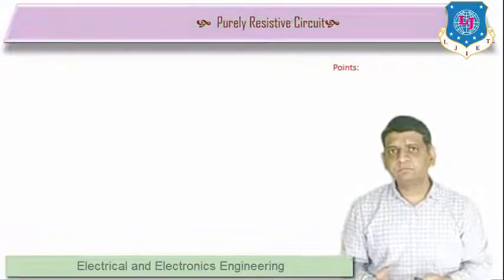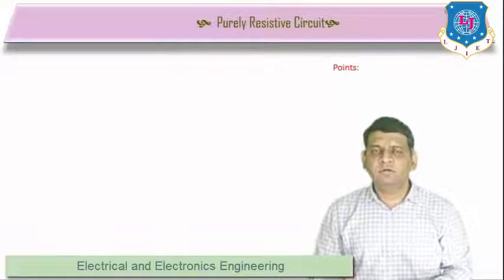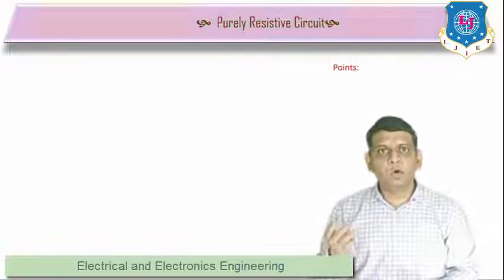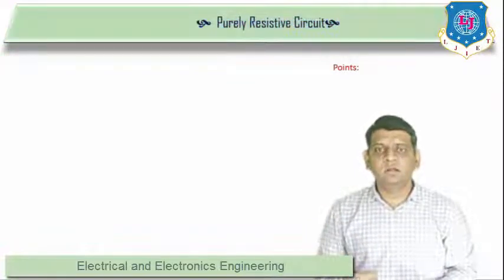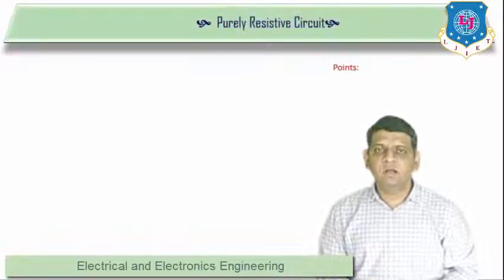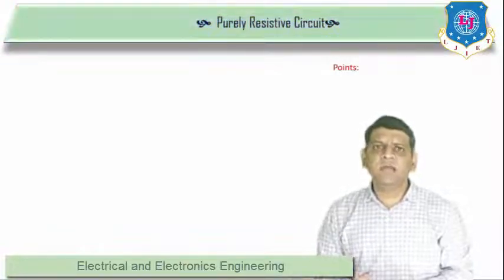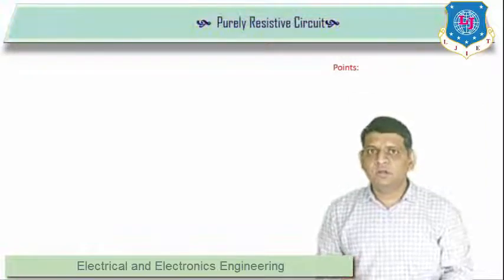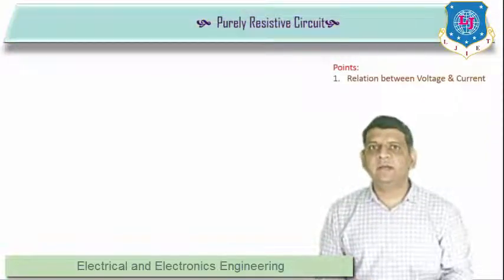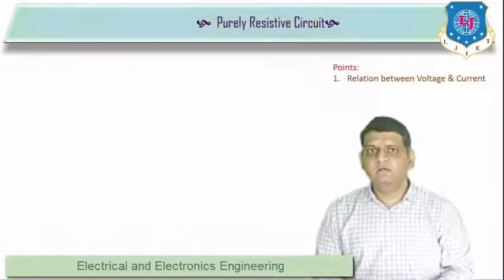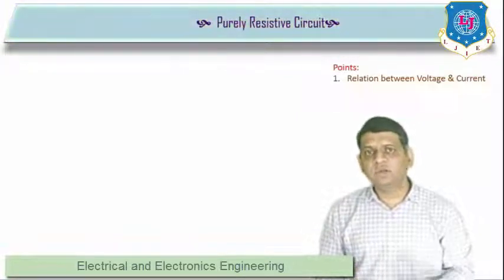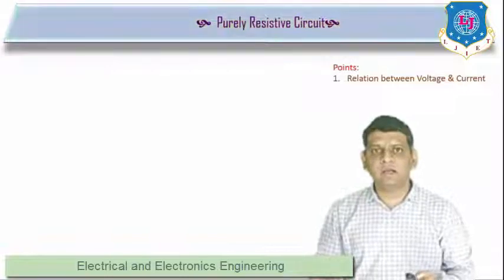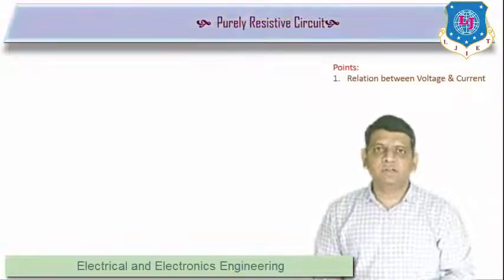Throughout this session, we are going to discuss three theories: the purely resistive AC circuit, the purely inductive AC circuit, and the third, the purely capacitive AC circuit. In all three theories, we have to discuss three common points. First, we have to find the relation between voltage and current. This is point number one, where we derive the equation of current because the voltage equation is already given, and find the phase difference between voltage and current.